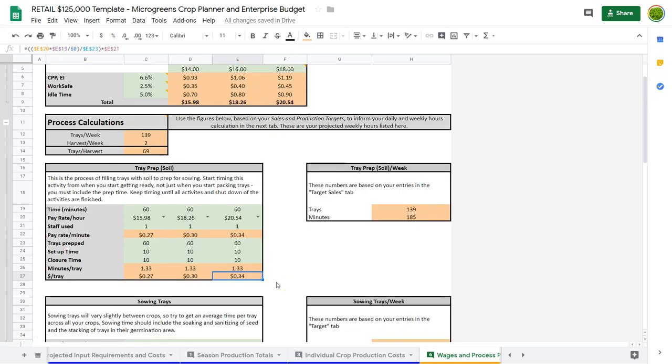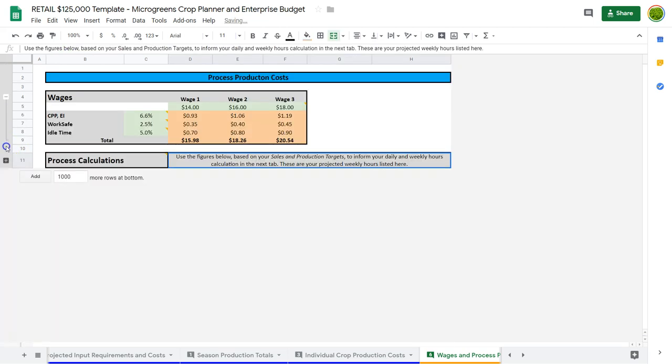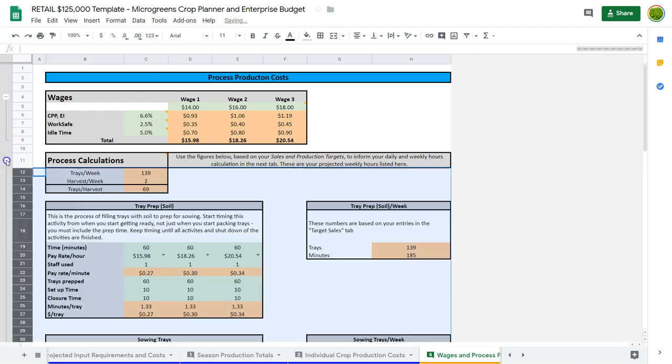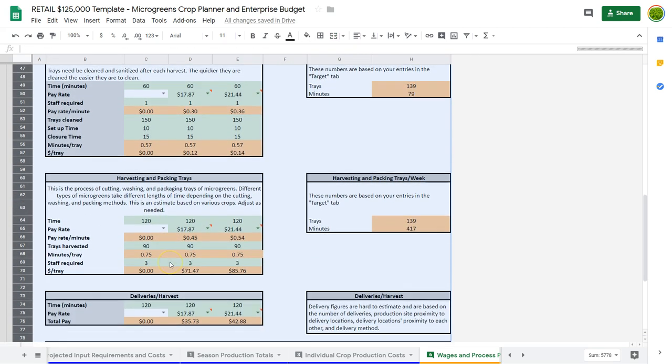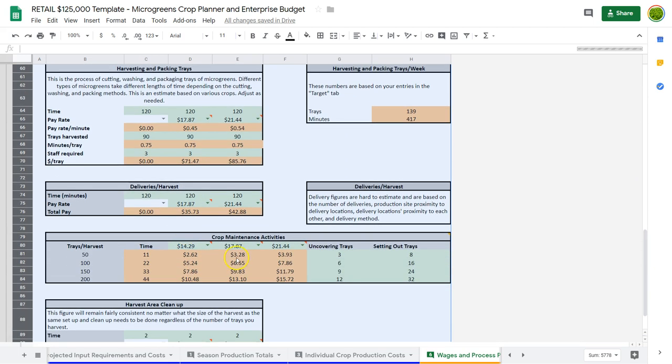You don't really need to, but this helps you get a sense of what it's going to cost to do these things. And when you have somebody else doing the task, it gives you a sense of how efficient they're working relative to the pace you can work at. So this here accounts for prepping trays with soil, for sowing trays, I didn't break those down, cleaning and sanitizing trays, and harvesting and packing trays, deliveries, things like that.